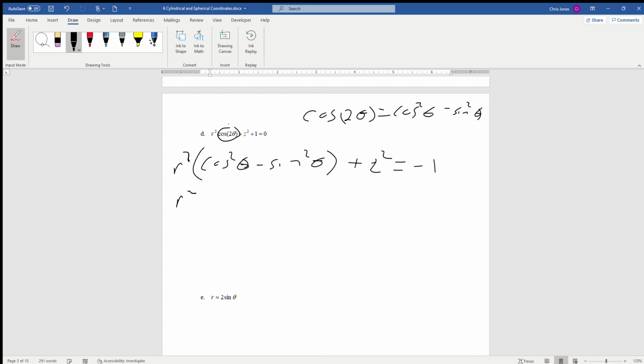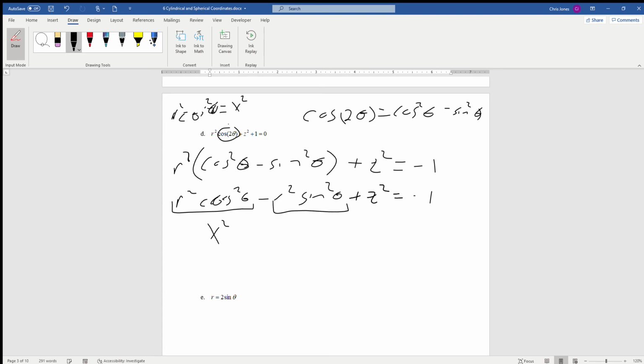We're going to distribute, so r squared cos squared theta minus r squared sine squared theta plus z squared is equal to negative 1. And notice right here that r cos theta is going to be equal to x. But since they're both squared, r squared cos squared theta is equal to x squared. In a similar fashion, we have r squared sine squared theta, and that just becomes y squared. And then finally, we can drop down the z squared equals negative 1.